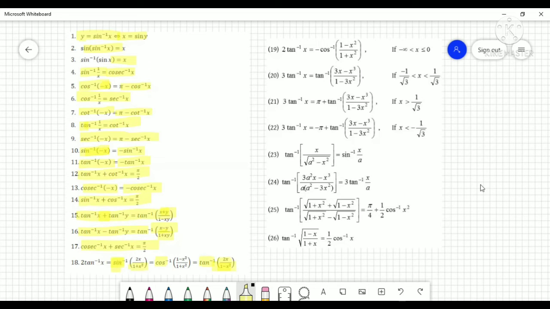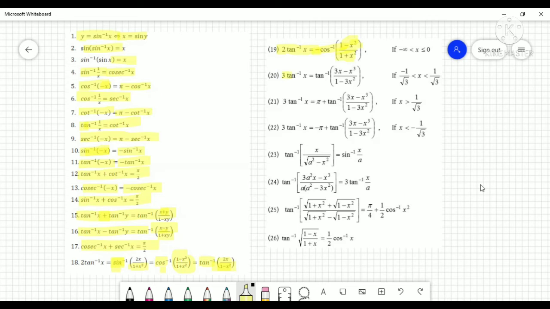In the same way, 2 tan inverse x is equal to cos inverse (1 minus x square) by (1 plus x square). Next, the same 2 tan inverse x is equal to minus cos inverse (1 minus x square) by (1 plus x square). We can write a minus also. Here plus is there, here minus.